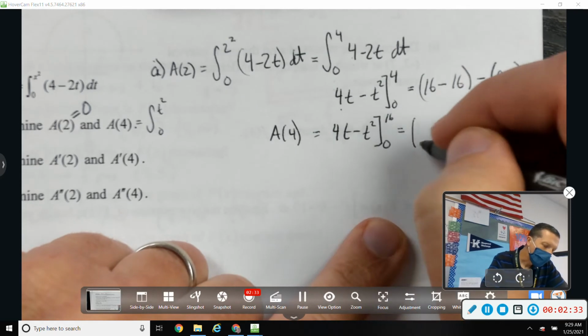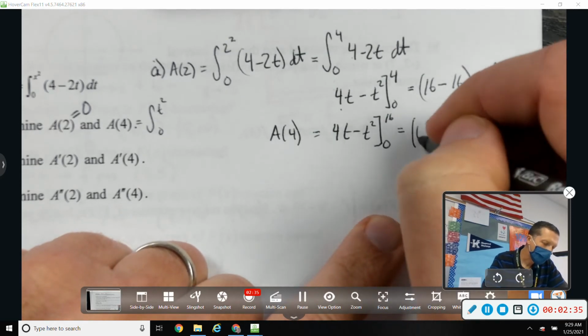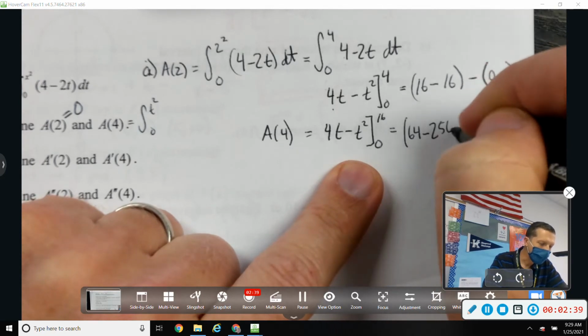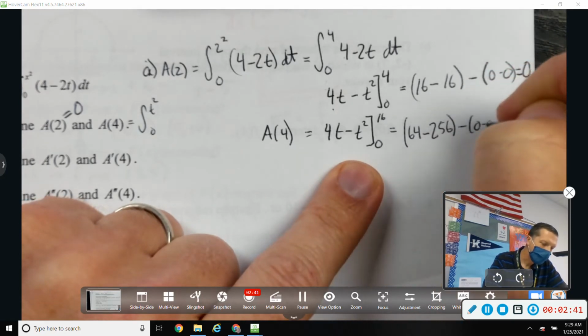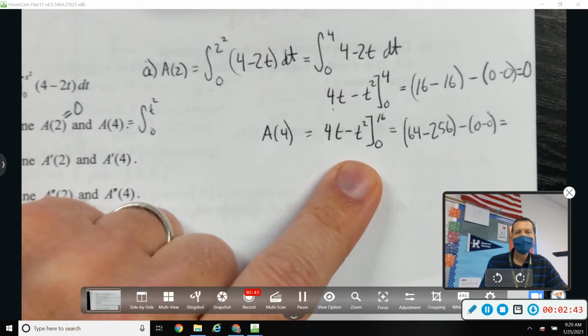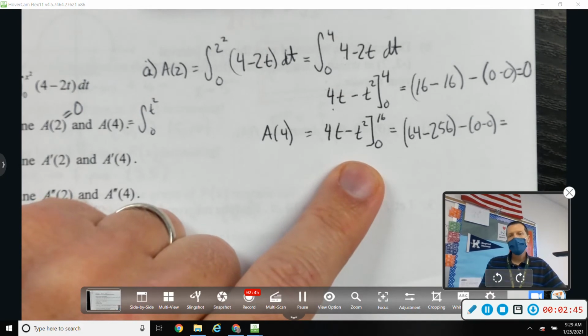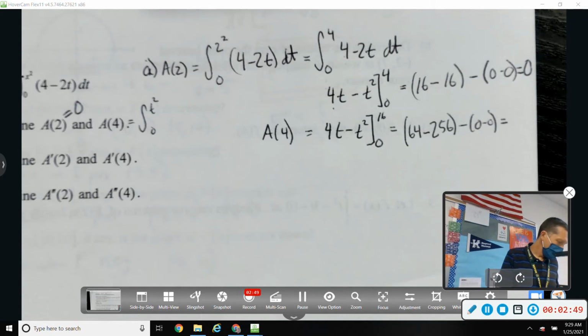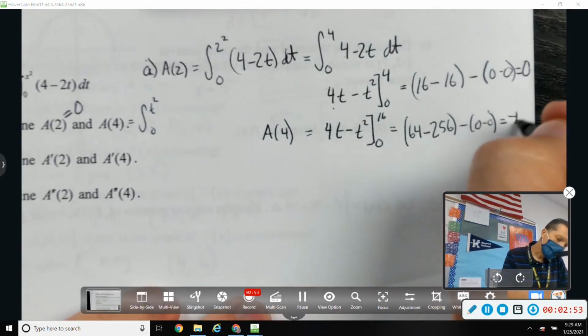So 4 times 16 is 64. 16 squared is 256. And then 0 on the bottom end. And 64 minus 256 is, of course, negative 192.